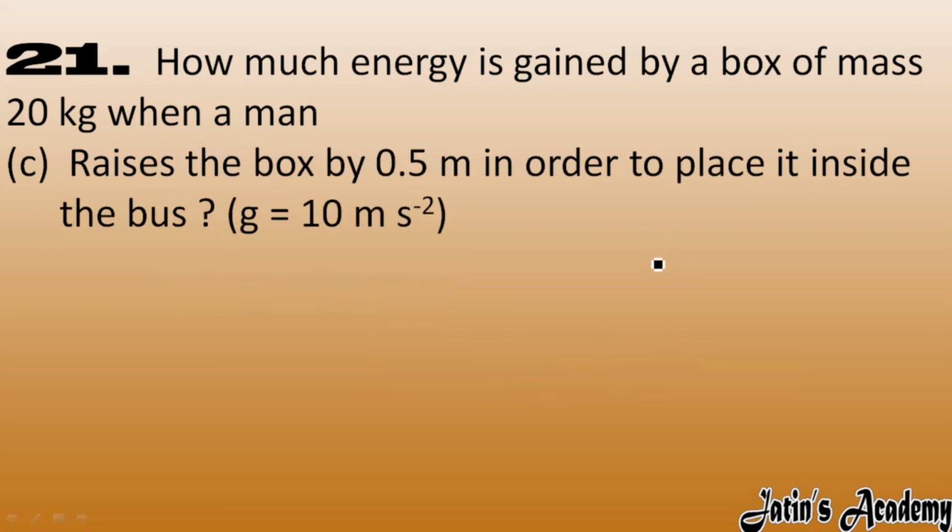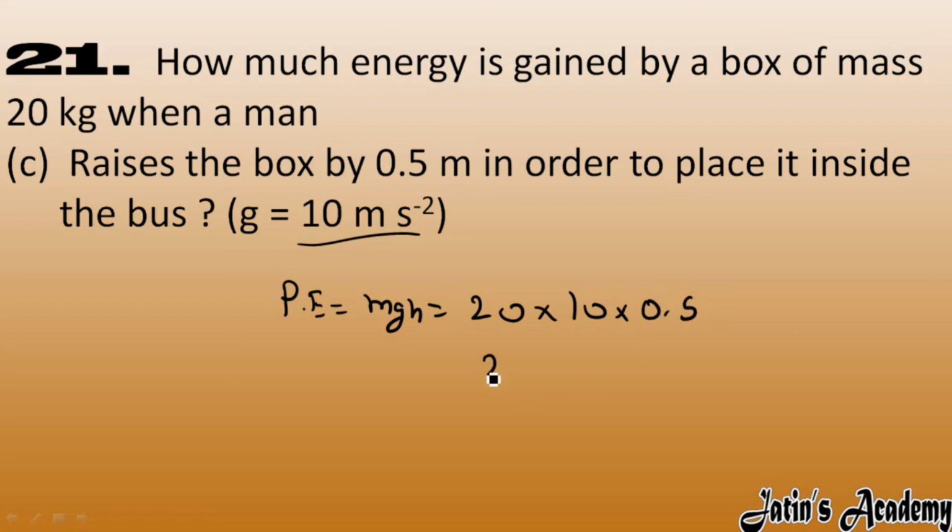Now we have to calculate the energy gained when the box is raised by 0.5 meter in order to place it inside the bus. G value is given as 10. Here the height is raised. Height is raised means it is a form of potential energy. Potential energy we have mgh. Mass value is 20, g value is 10, and h value we have 0.5. So 0.5 we write as 5 by 10. So cancel it out, we got 100 joule. So potential energy gained by a box of mass 20 kg when it is raised to 0.5 meter is 100 joule.